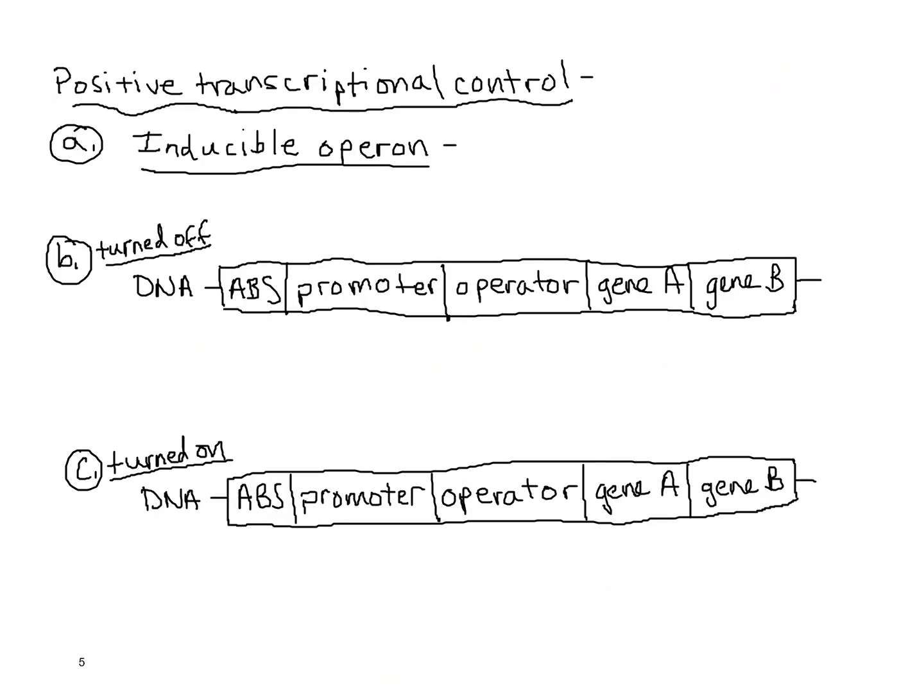And then our last scenario is using positive transcriptional control to turn an inducible operon on and off. Again, we're going to be using an activator protein. That'll be our regulatory protein to turn this operon on and off. But now we're going to be working with our inducible operon. If I ask you to define that on the test, an inducible operon is going to be turned off unless the substrate is present.